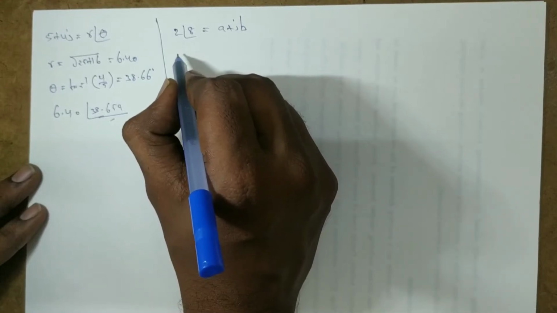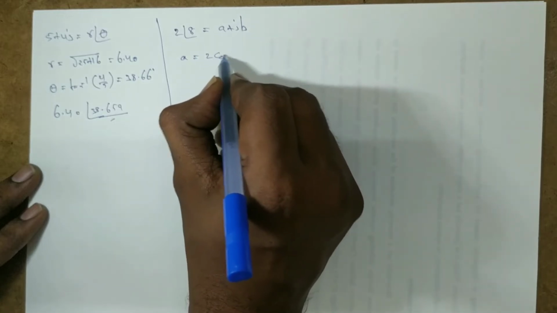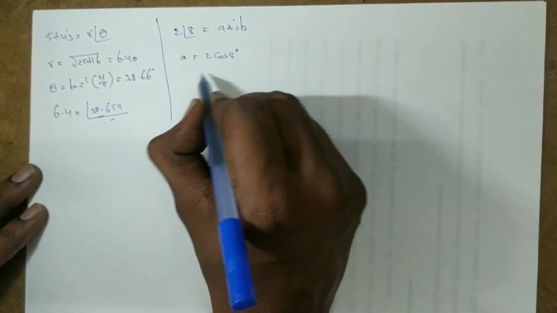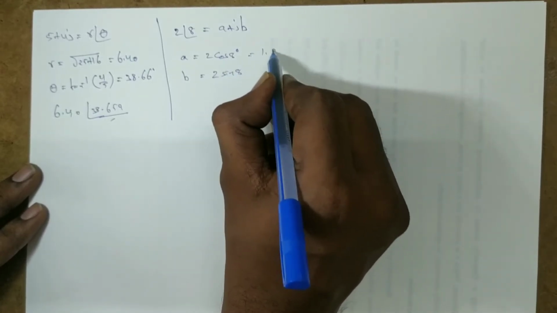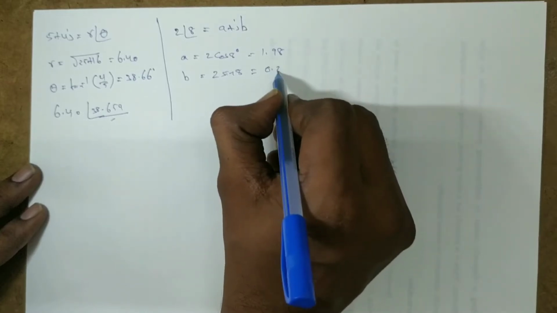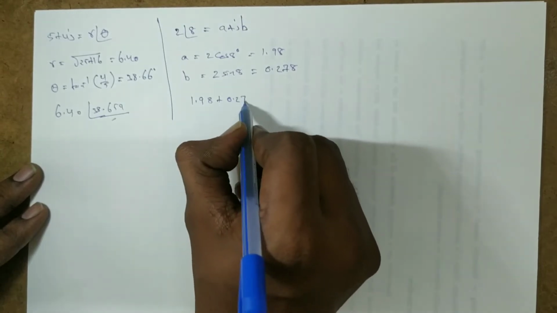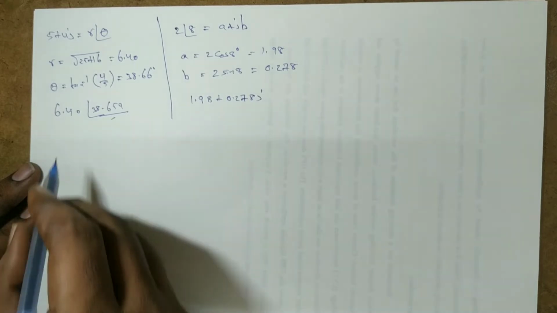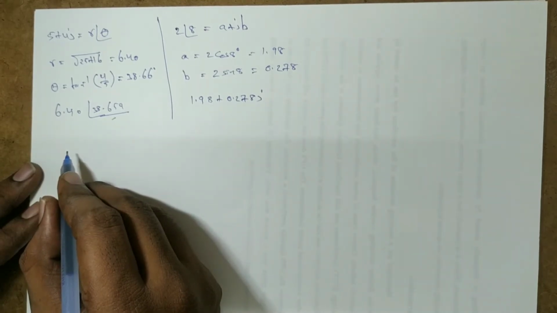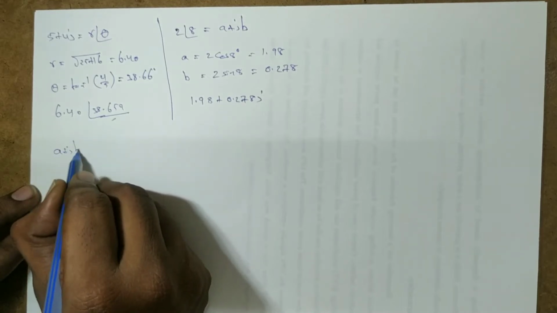Similarly, reverse. Consider R at an angle theta, that is 2 at an angle of 8, which should be converted into rectangular A plus jB, where A value is R cos theta, that is 2 cos of 8 degrees, and B is 2 sin of 8 degrees. If we calculate, A value will equal 1.98 and B value equal to 0.278. So in this way we have to use them. Coming to addition and subtraction, we have to convert into rectangular, and multiplication and division should be converted into polar by using these types of formulas.